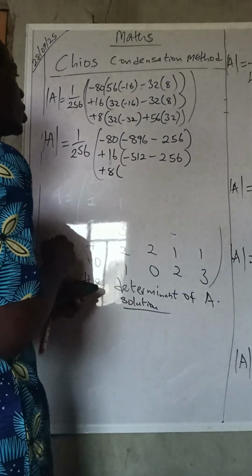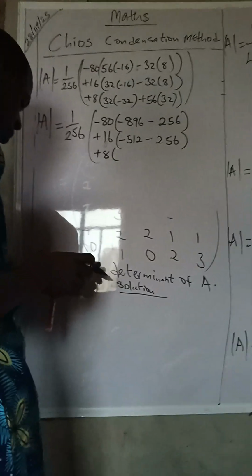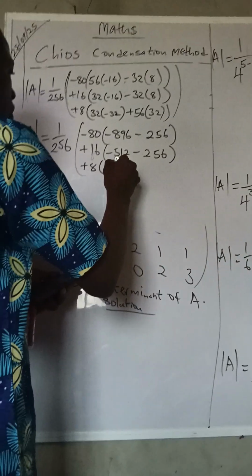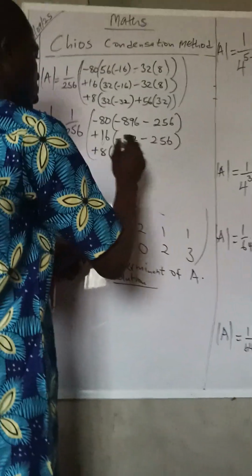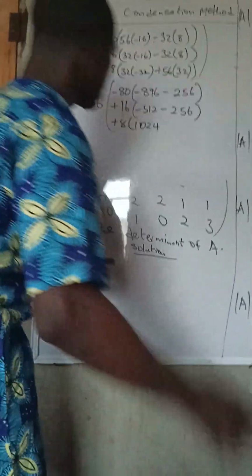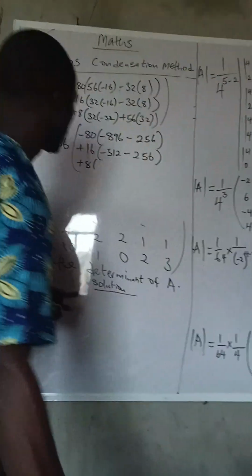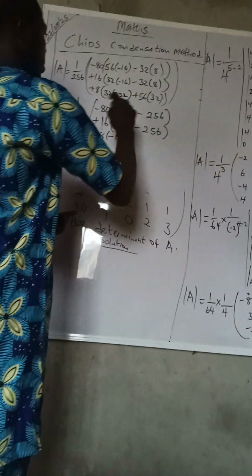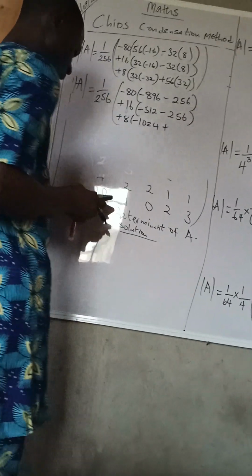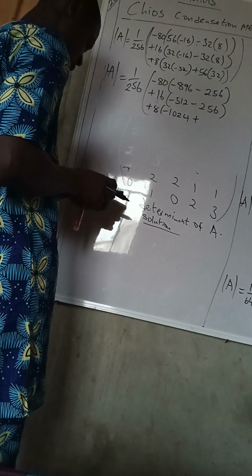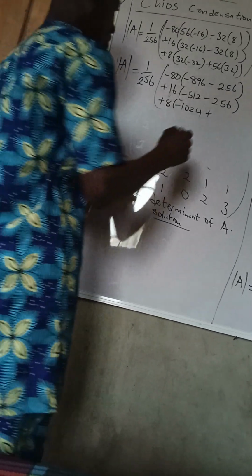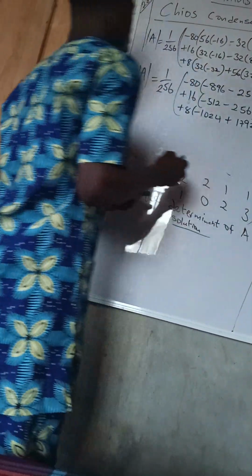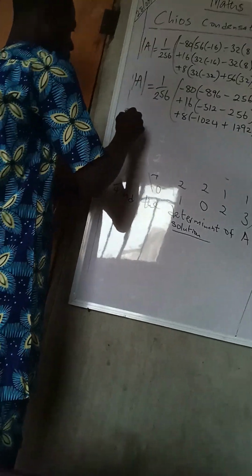Plus 8 into 32 squared. That's 32 times 32, which is 1024. Sorry, it's minus. You have minus 1024 plus 56 times 32. You have 1792. Alright, we are getting there.